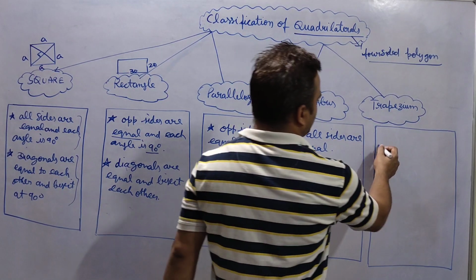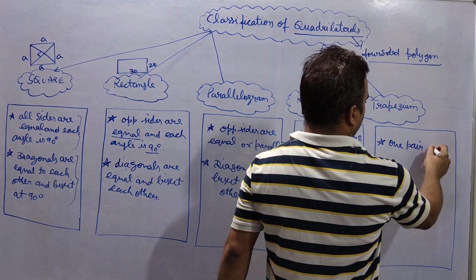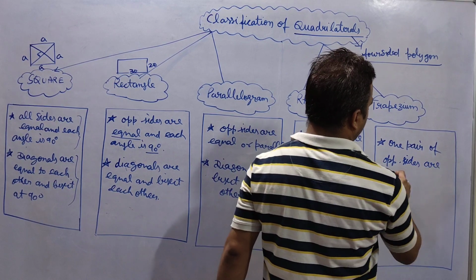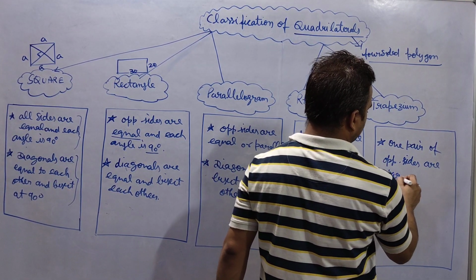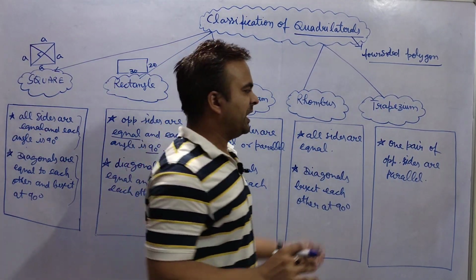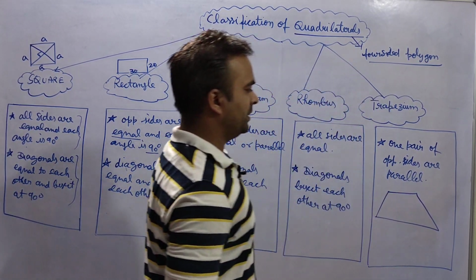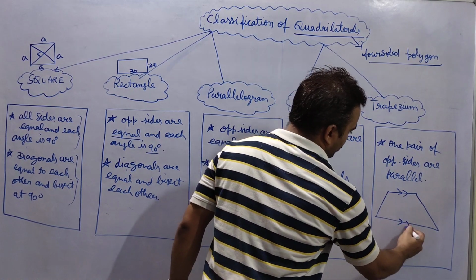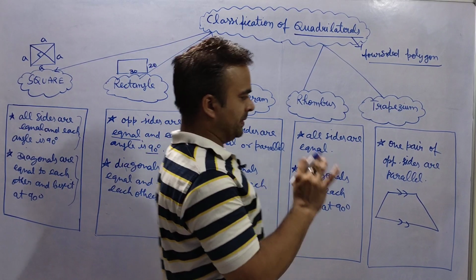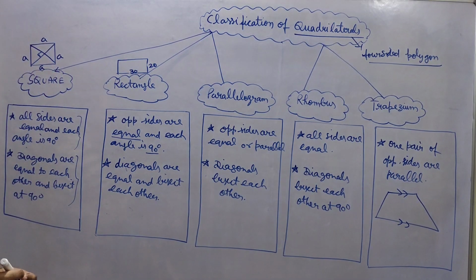Now trapezium is very simple. Trapezium says you only have to check that one pair of opposite sides is parallel. This is the only one condition by which you can check that it is a trapezium. If any one pair is parallel, suppose I am saying this one, this line is parallel to this line, and it is not equal also. You only have to check the parallel condition. If they are parallel, then you can say that it is a trapezium, right?